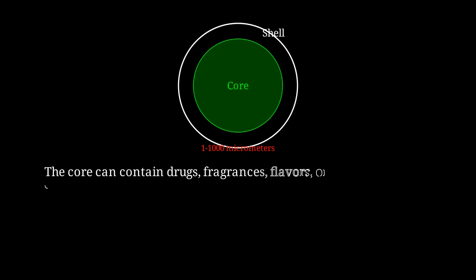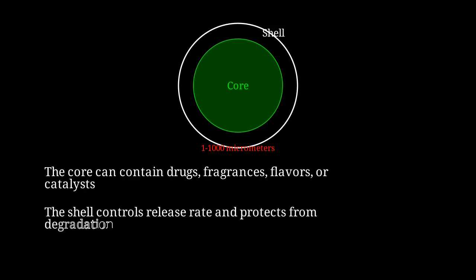The core can contain virtually anything: pharmaceutical drugs, fragrances, flavors, vitamins, or even reactive catalysts that need protection from the environment. The shell serves two critical functions. It protects the core from environmental degradation like oxidation or moisture, and it controls the rate at which the core material is released. Now, how do we create these microcapsules? There are two primary methods we'll explore today: interfacial polymerization and interfacial gelation.